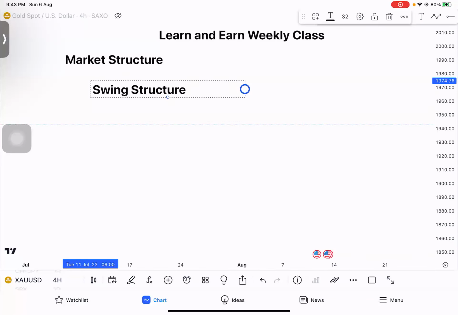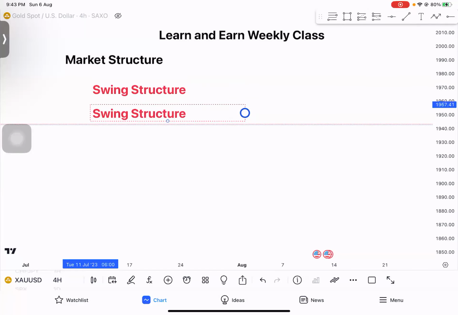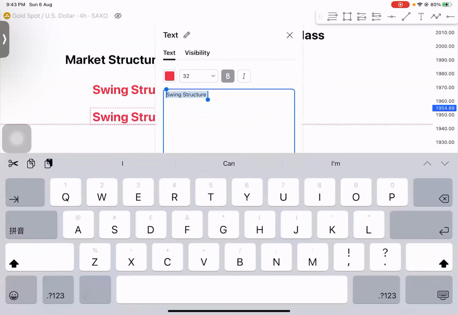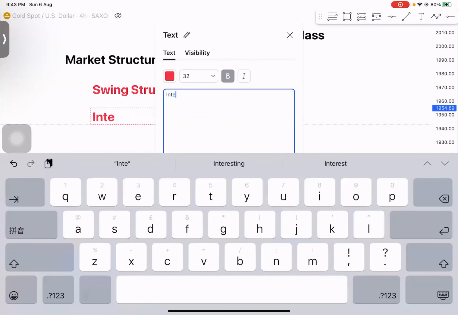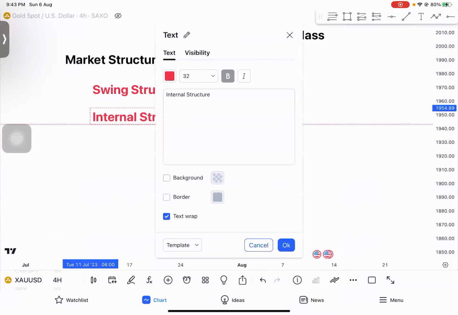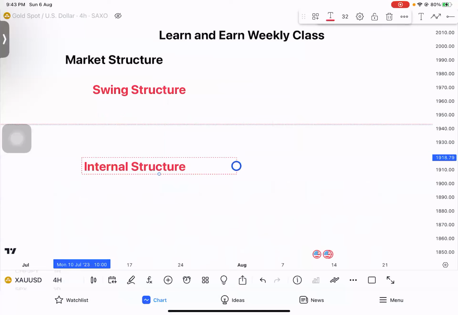First one is the swing structures, and the second one will be what we call the internal structures, or you can call it major or minor, it's fine. It's the same thing. We got two things: first is swing, second one is internal.